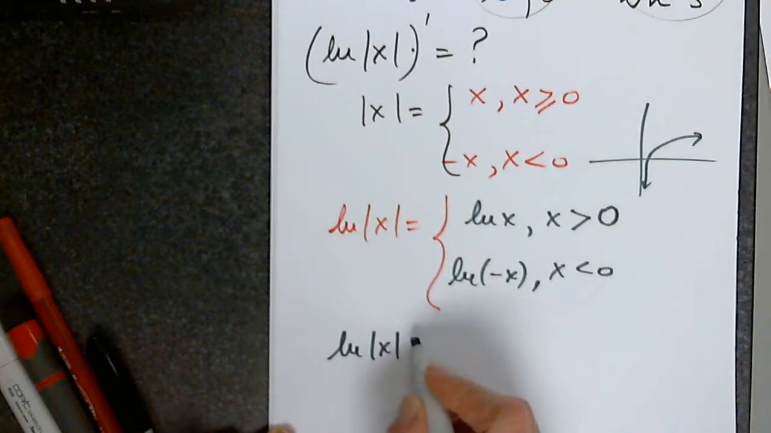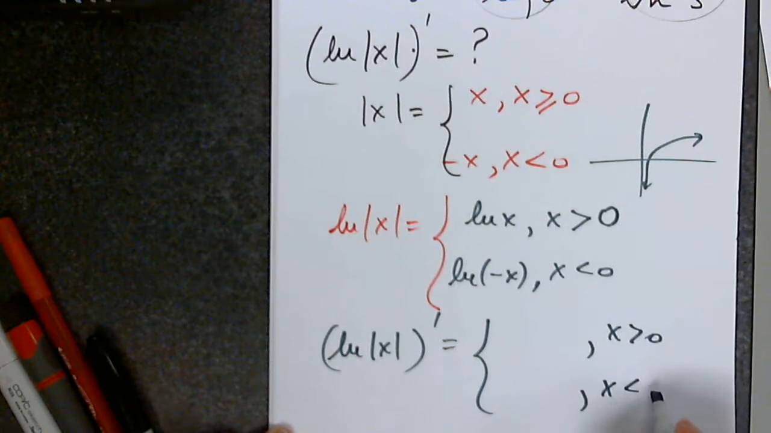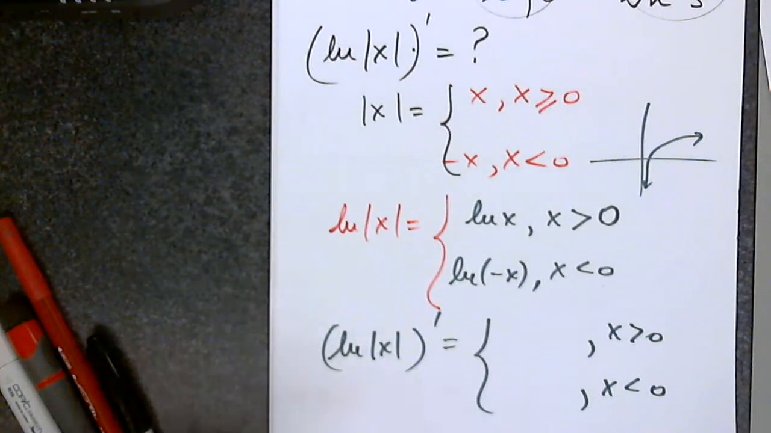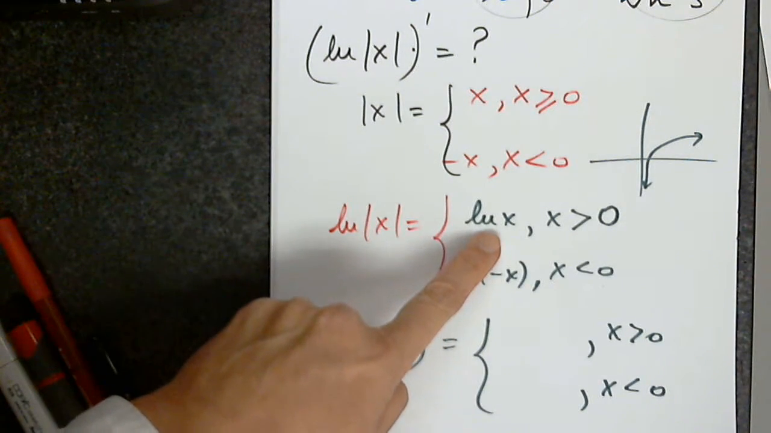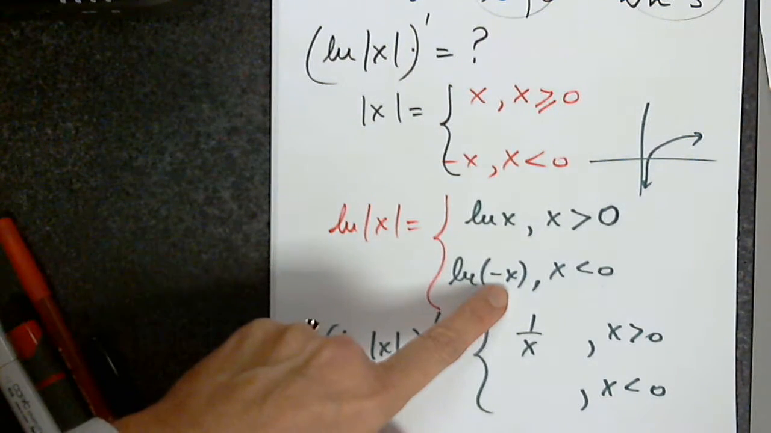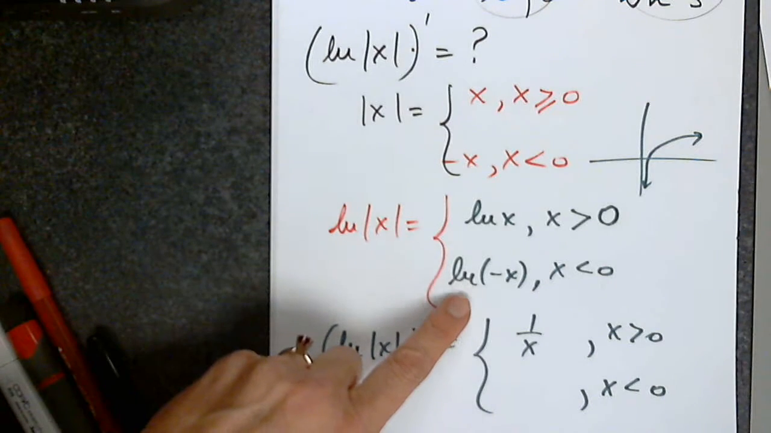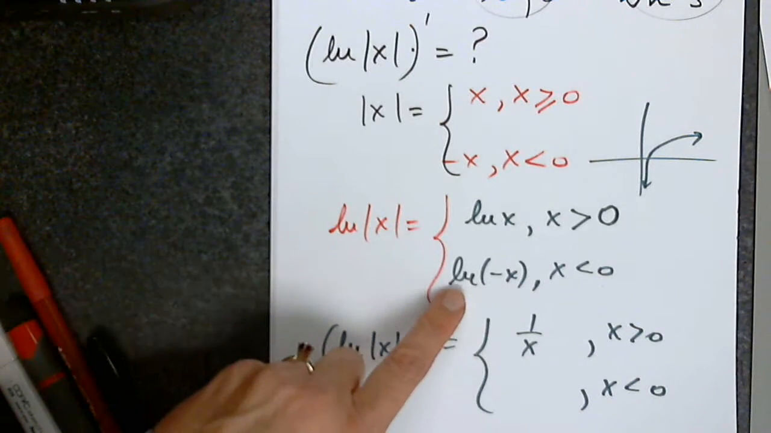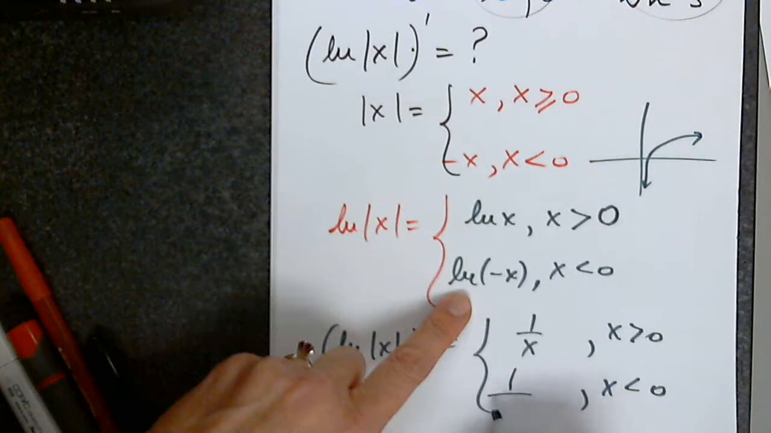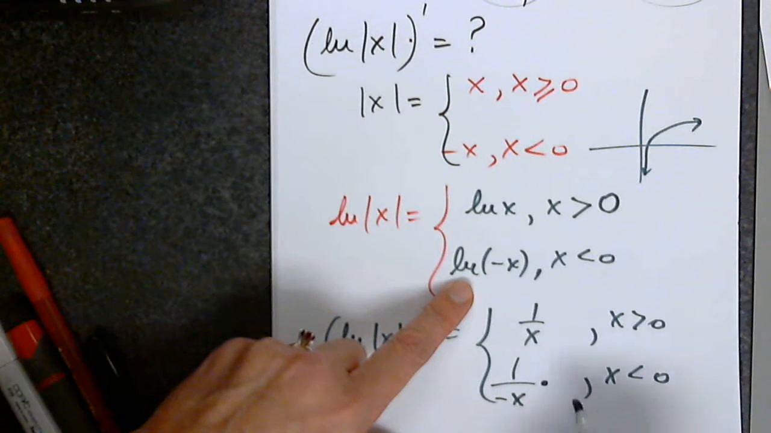So the natural log of the absolute value of x, prime, will be... what did we say natural log of x prime is? Perfect. And now I need to differentiate this. But now this is not plain x. It's natural log of a function of x. This is no longer plain x. So how do I differentiate natural log of negative x? 1 over negative x times the inner function prime. Negative 1.